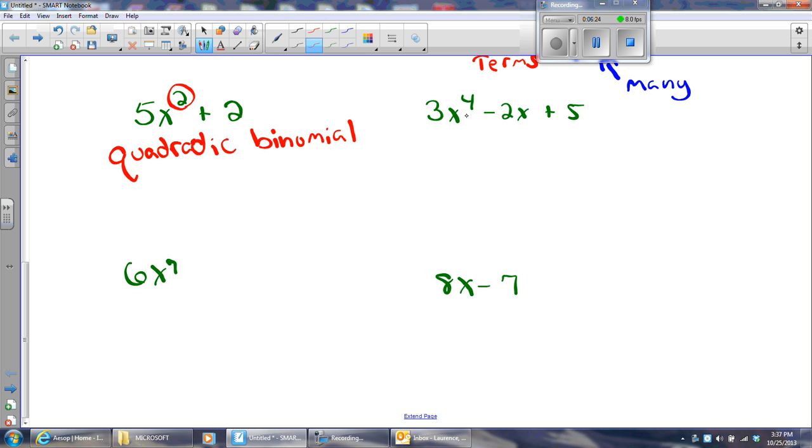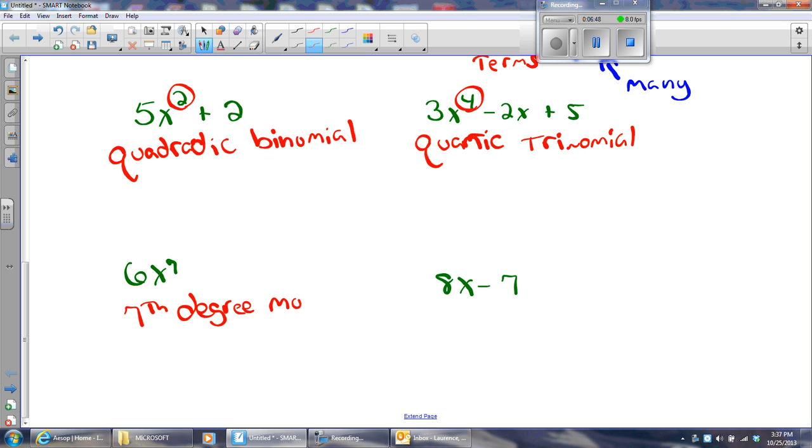Okay, this one here has a 4th degree, which makes it quartic. And there are 3 terms, so it's a quartic trinomial. Okay, this one here is to the 7th degree, and I don't think I talked about that. You simply say it's a 7th degree. There's one term, monomial. Yeah, 7th degree monomial. All right, this one here, the highest power is 1, so that makes it linear. And there are 2 terms, which makes it a binomial. So it is a linear binomial.